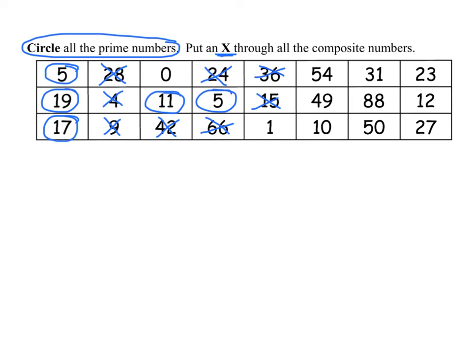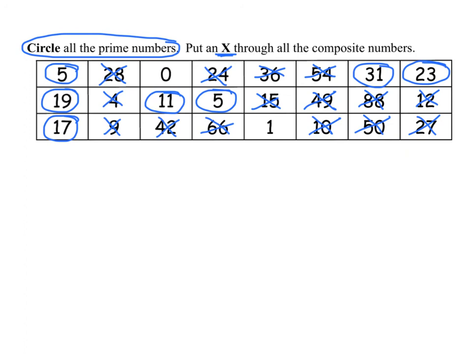And then real quick with the rest of them, 54 is composite, 49 is composite, 10 is composite, 50 and 88 are composite, 31 is prime. The only thing I can multiply to get 31 is 1 times 31. 23 is prime. 12 is composite, because I can do 3 times 4 or 2 times 6. And 27 is composite.